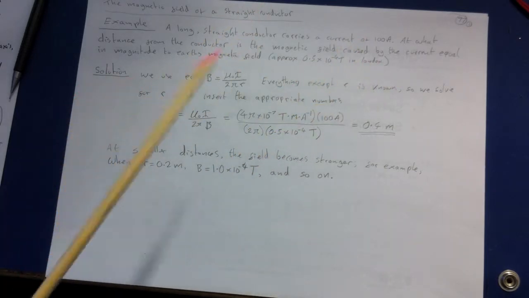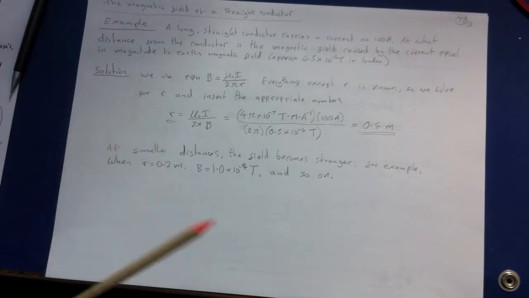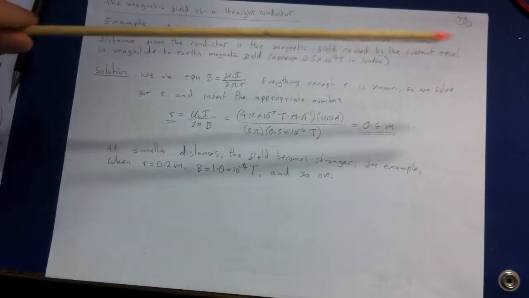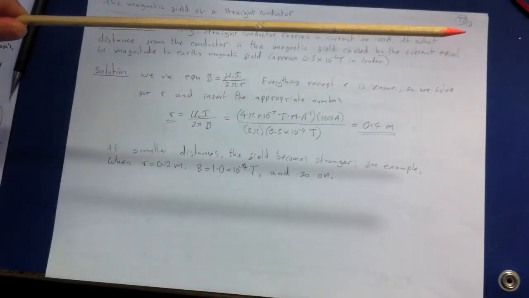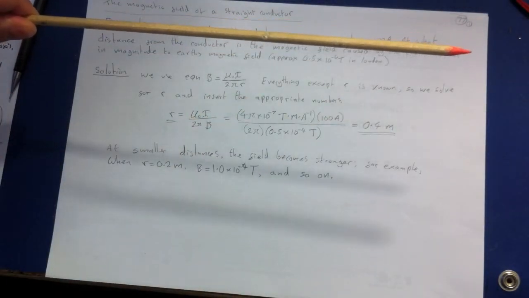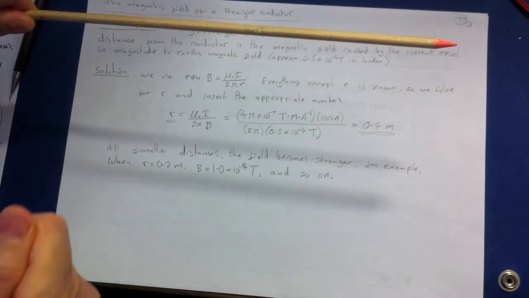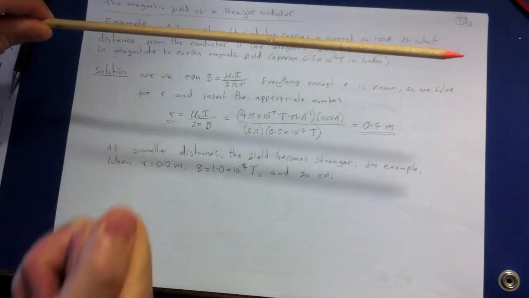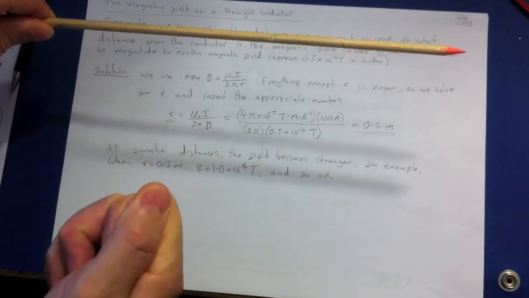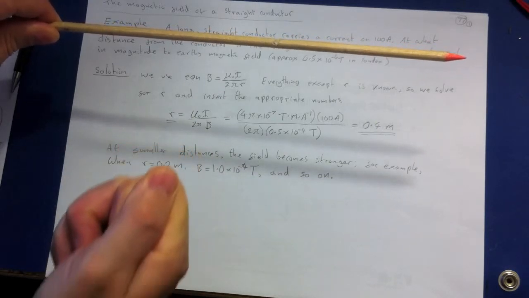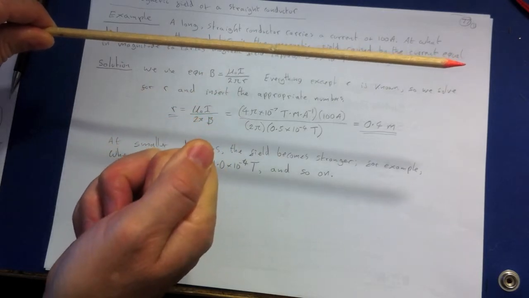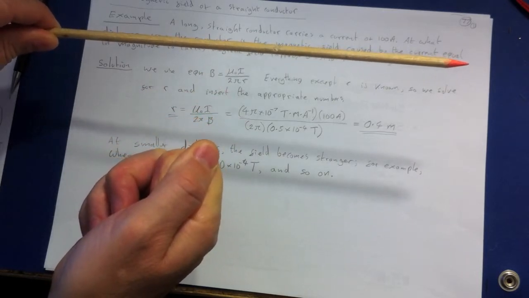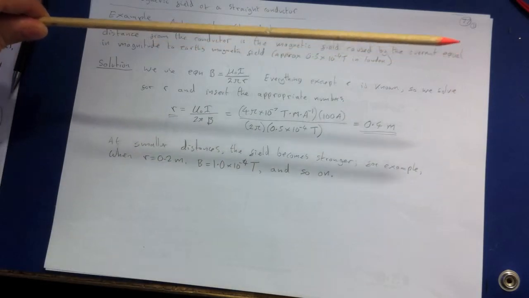So what we're saying is, if we set up an experiment where we got a long straight conductor there, we stick in 100 amps through it, and what we want to do is measure the magnetic field with some instrument that can measure it accurately. We want to find at what position, in other words, what radius, is that going to be equal to exactly the same amount as the Earth's magnetic field.